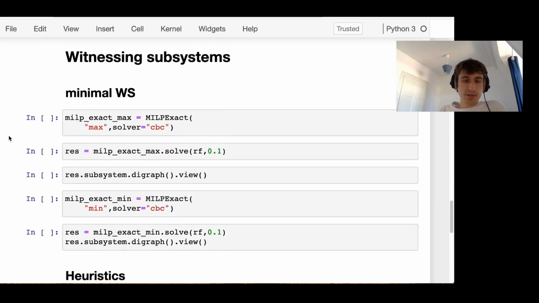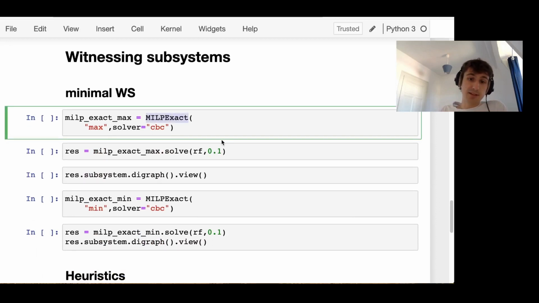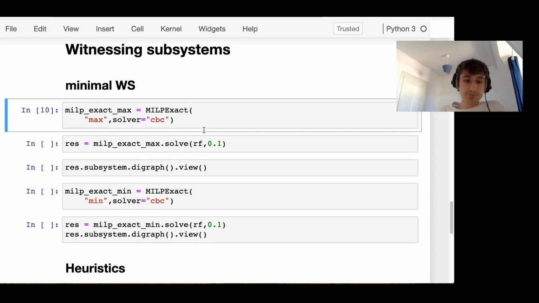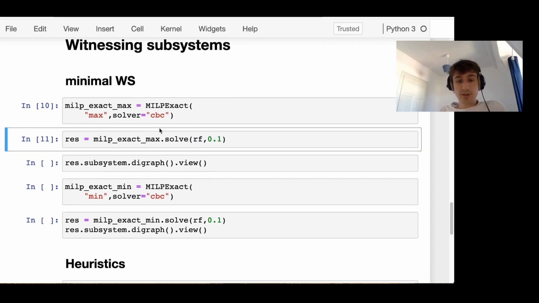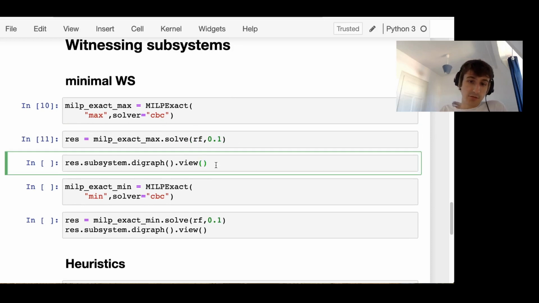Now, witnessing subsystems, the first thing we do is we want to compute exact minimal witnessing subsystems. For this, we use the MILP exact class. So we instantiate it with a mode, either maximal or minimal, and the solver we want to use. And now we can solve the problem for a given reachability form, the one we defined above, and some threshold. We save the result, and we can visualize the resulting subsystem in this way.